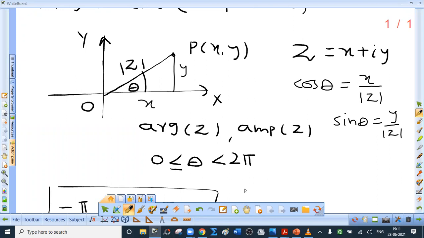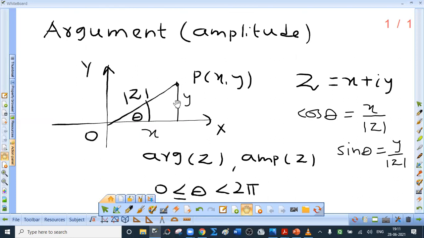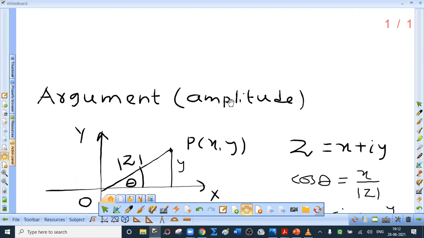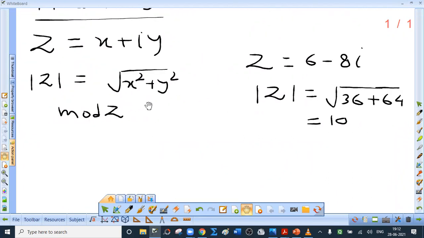Okay. Now, I have already told you the geometrical interpretation of modulus. If z equal to x plus iy is a complex number, then it is represented by the point P(x, y). And what is the distance of P(x, y) from the origin (0, 0)? Use the distance formula. It is root of x square plus y square. But root of x square plus y square is defined to be modulus z.